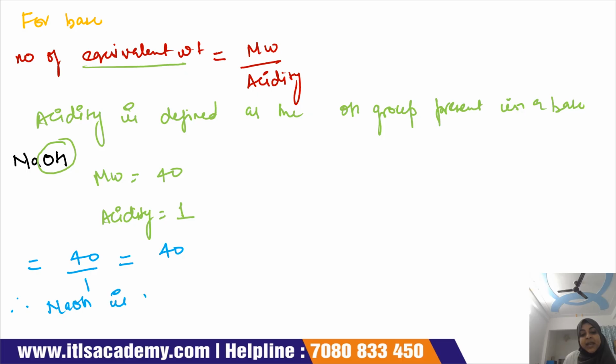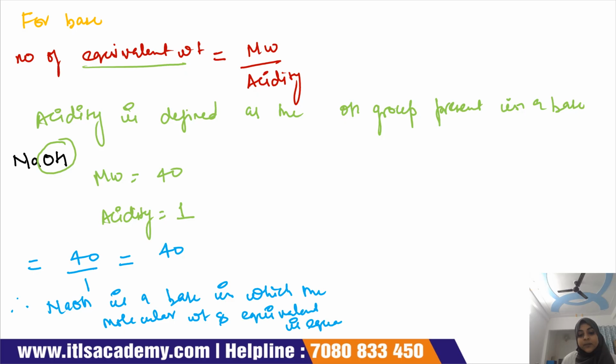So this proves that NaOH is a base in which the molecular weight and the equivalent weight are equal, that is 40. Now another example is Ca(OH)2. That is called calcium hydroxide.